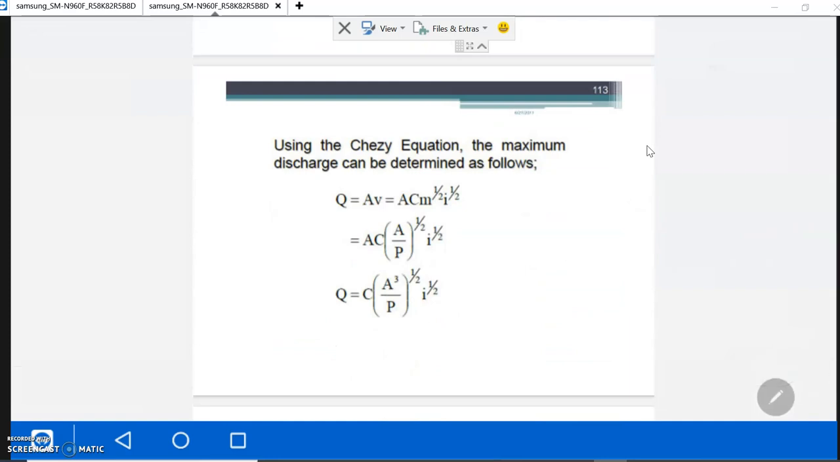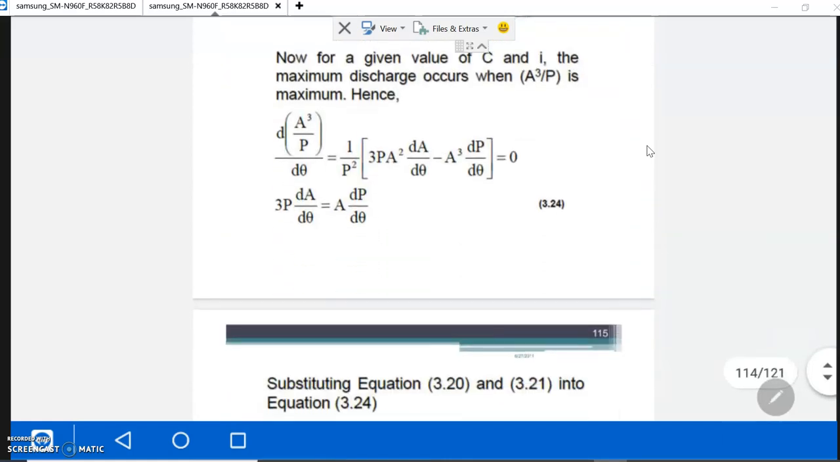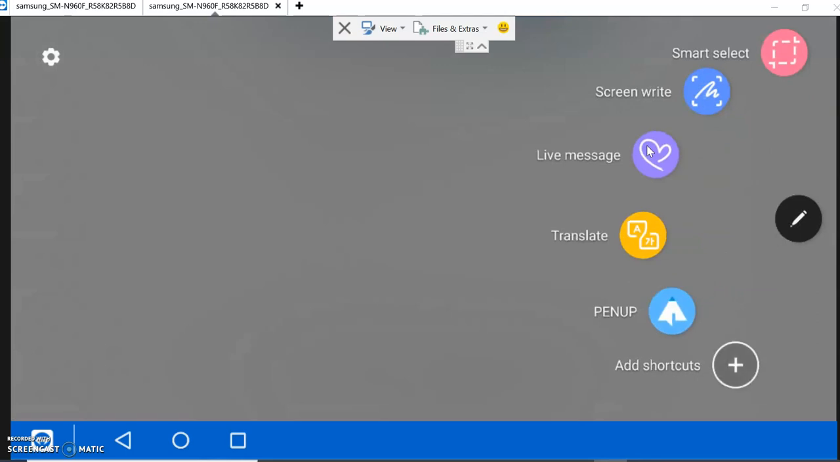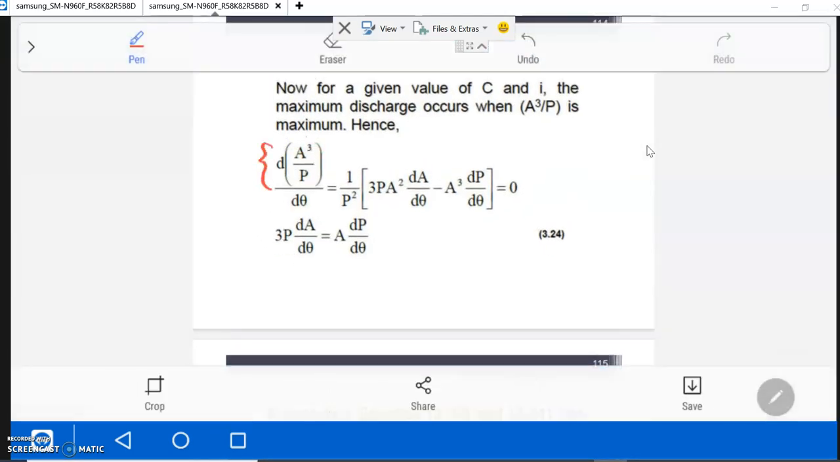By using the Chezy equation, so we put into the C A square root of R I. So we get A over P here, and then kita pun simplify this equation, and then for a given C and I, the maximum discharge occurred when A cubed over P is maximum. So we differentiate this equation, A cubed over P with respect to theta, and then you will simplify this one, you get equation 3.24.